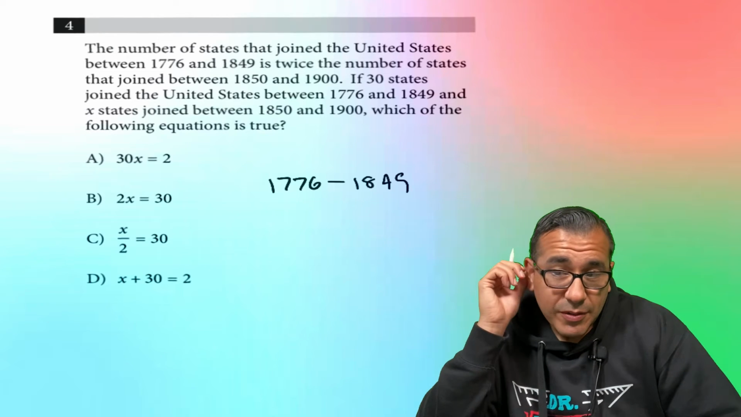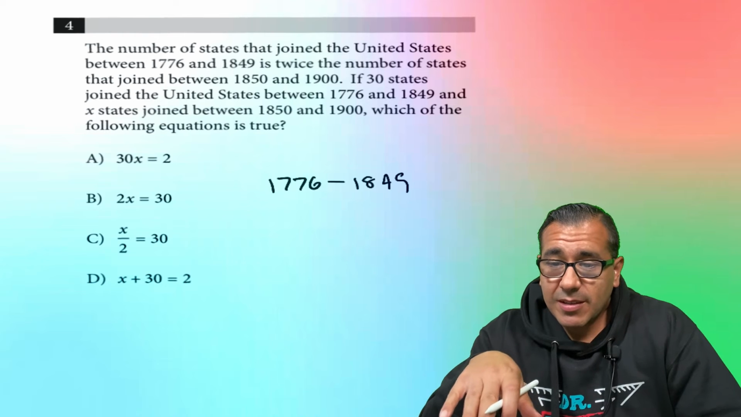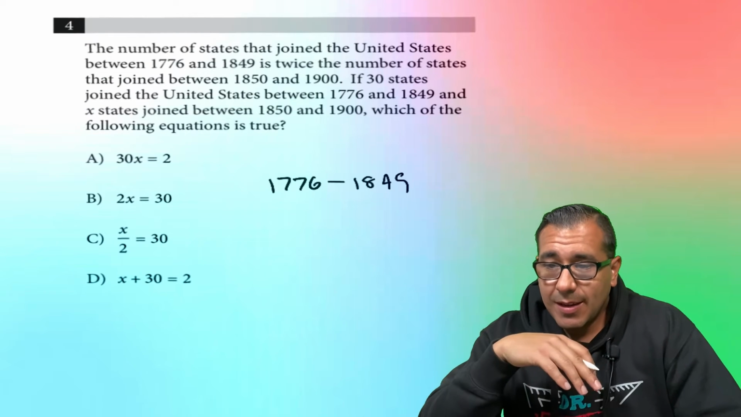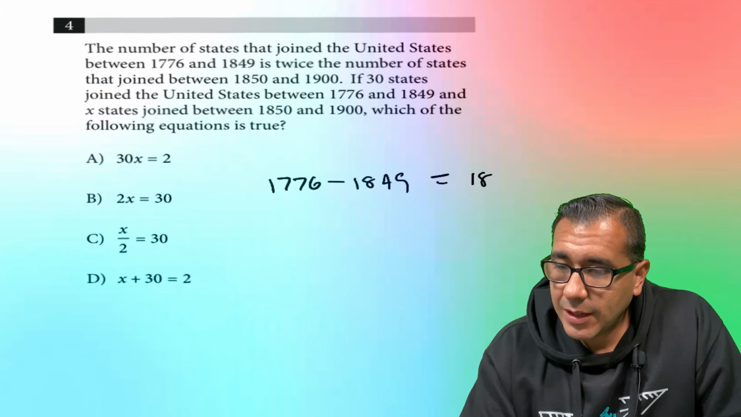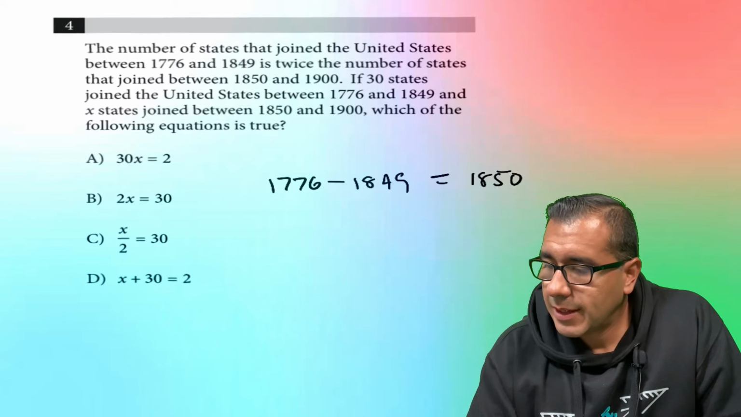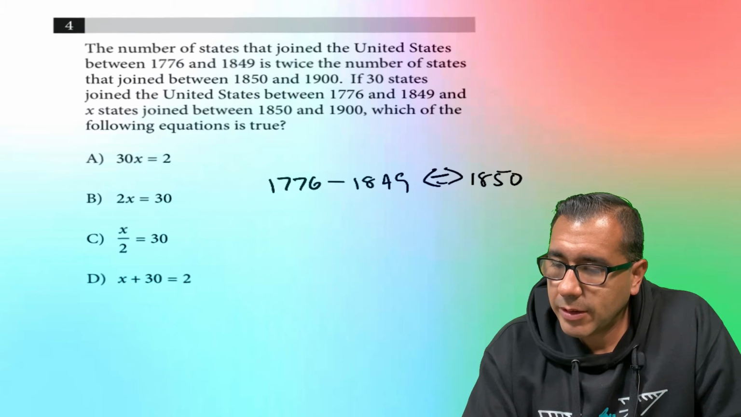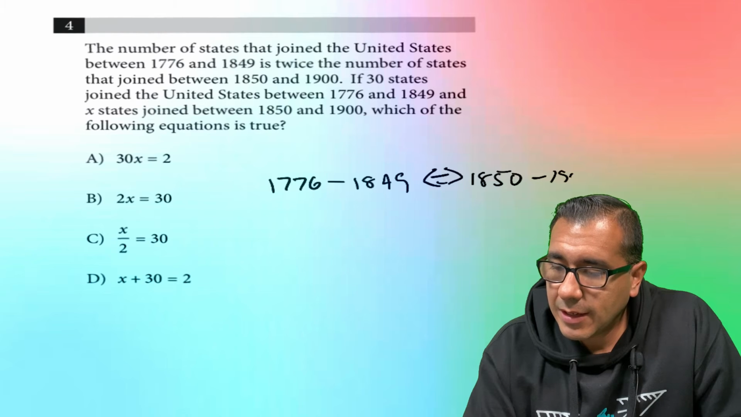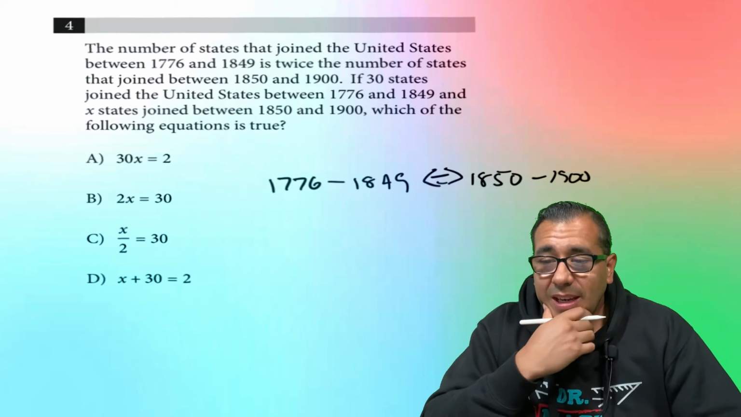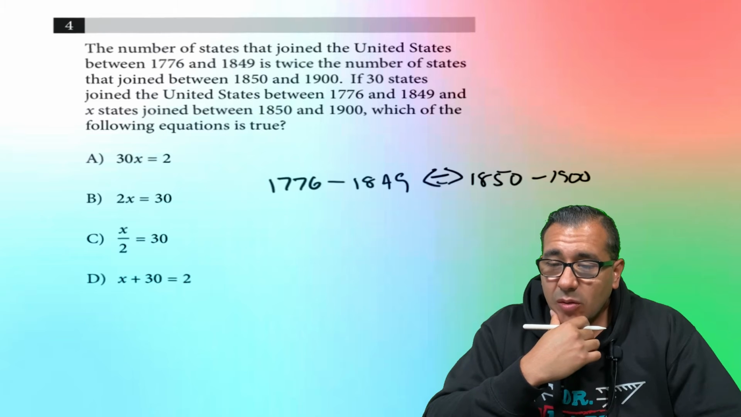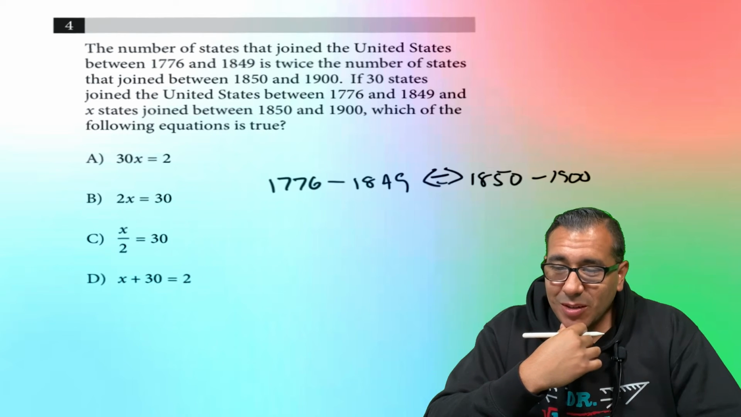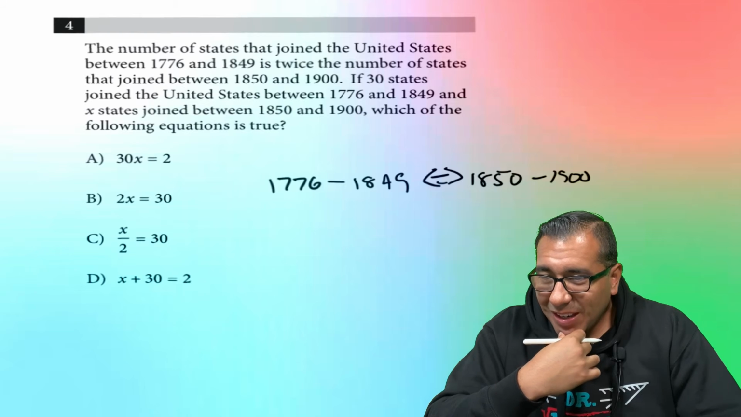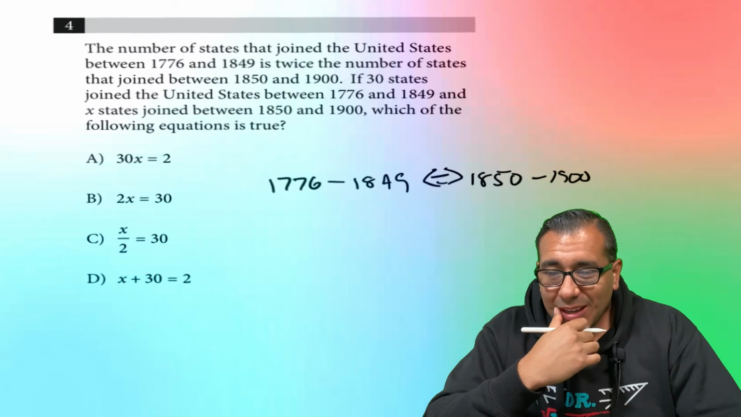The number of states that joined the United States between 1776 and 1849 is twice the number of states that joined between 1850 and 1900. It says if 30 states joined the United States between 1776 and 1849, and X joined between 1850 and 1900, which of the following is true?